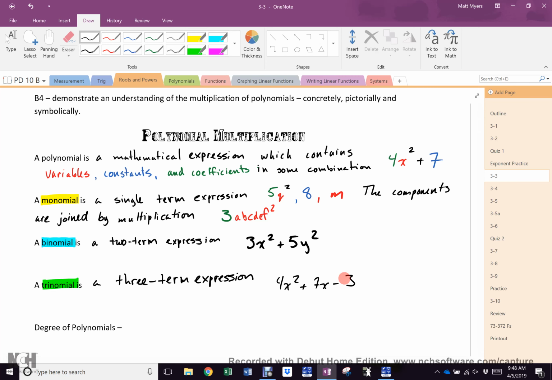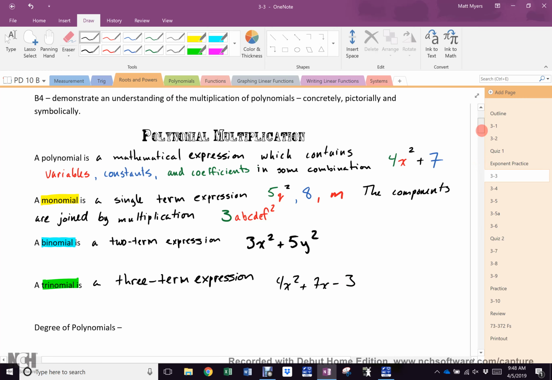After that, they don't have fun names. After that, they're just a polynomial. Okay? We don't call them a quadrinomial, quintinomial, sextinomial, septinomial, octinomial, nonomial, decanomial. We don't. They're just polynomials. Okay? All right.